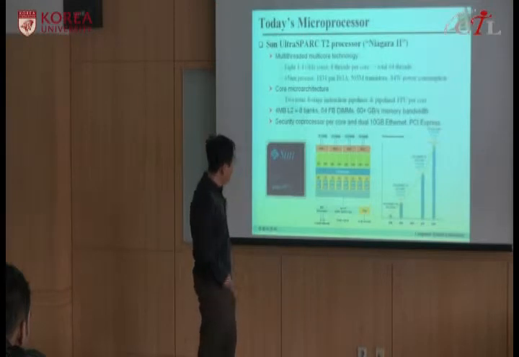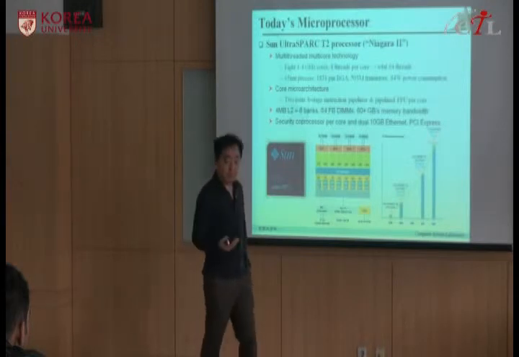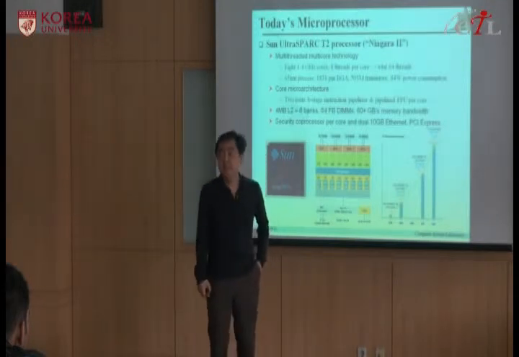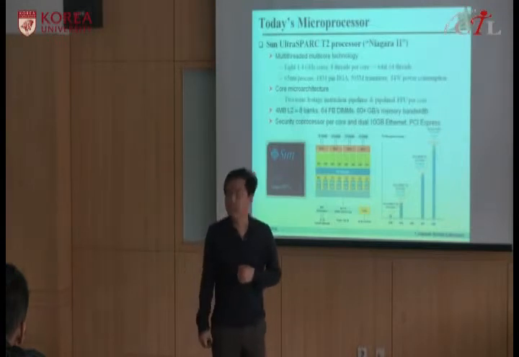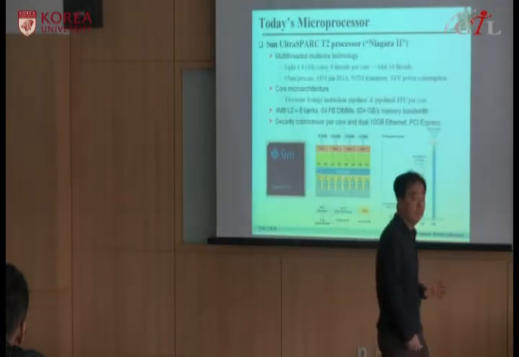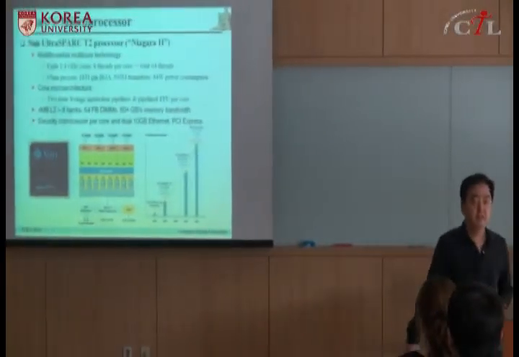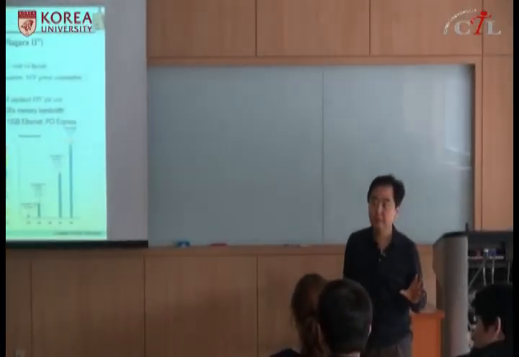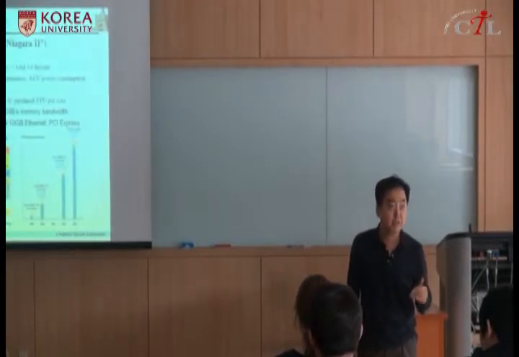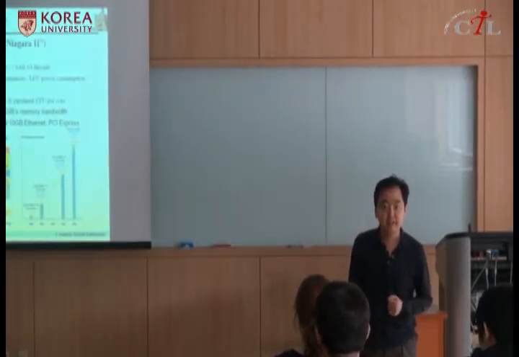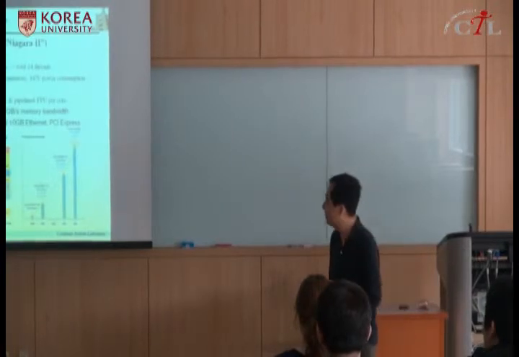Okay, and T3 was the code name. The project name was called Victoria Falls, and this T2 was called Niagara. And this Victoria Falls was already implemented, and it actually had 16 cores, and each core is 8-way multi-threaded. So for Sun's T3 processor, you have 16 cores and 128 program counters running every cycle. 128 threads running every cycle. That's the trend.